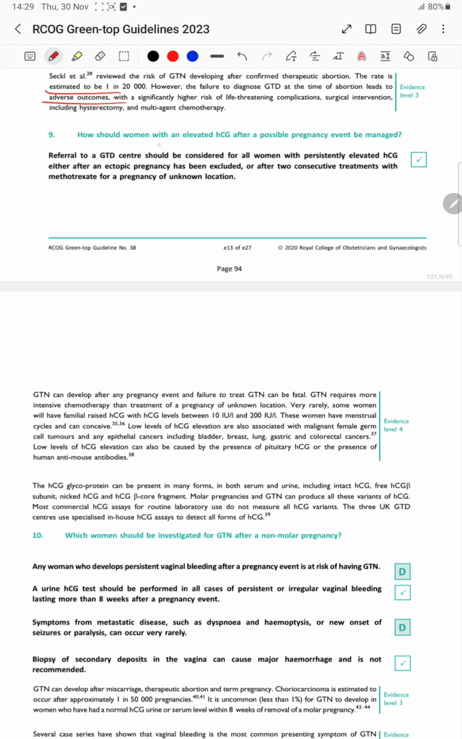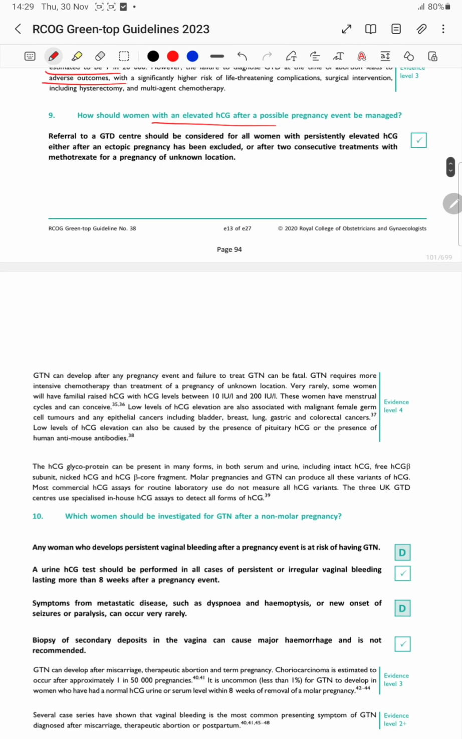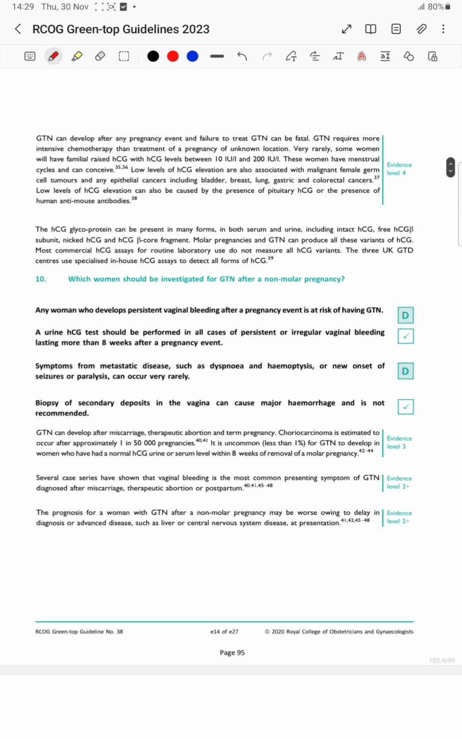How should women with an elevated HCG after a possible pregnancy event be managed? Referral to a GTD center should be considered for all women with persistently elevated HCG, either after an ectopic pregnancy has been excluded, or after 2 consecutive treatments with methotrexate for a pregnancy of unknown location. GTD can develop after any pregnancy event, or from failure to treat GTN. It can be fatal. GTN requires more intensive chemotherapy than the treatment of a pregnancy of unknown location.